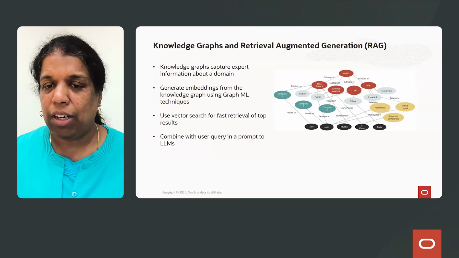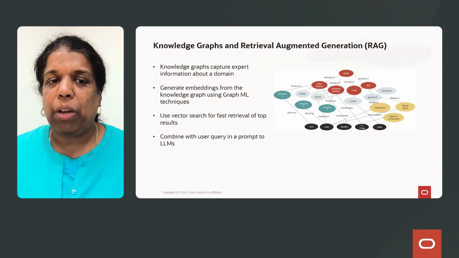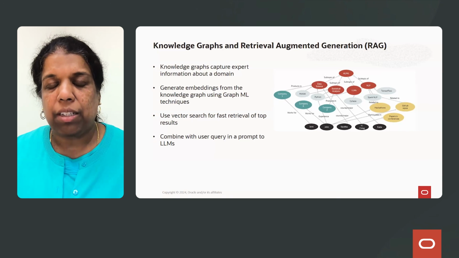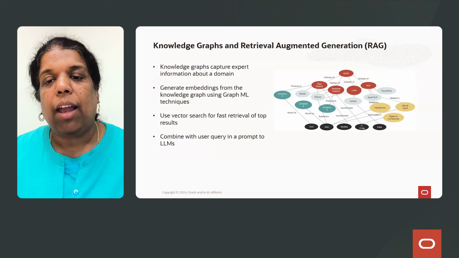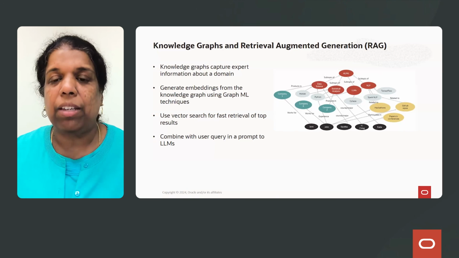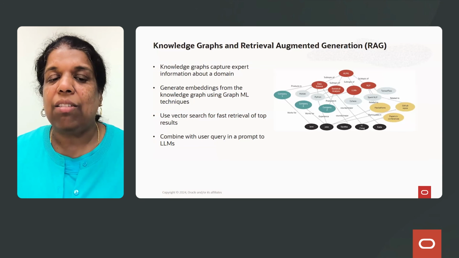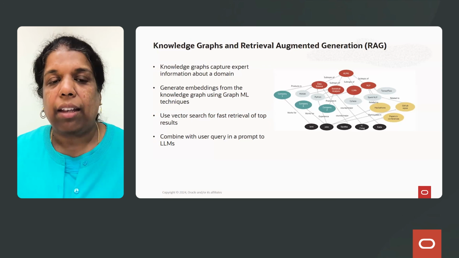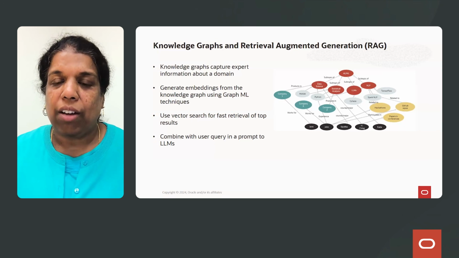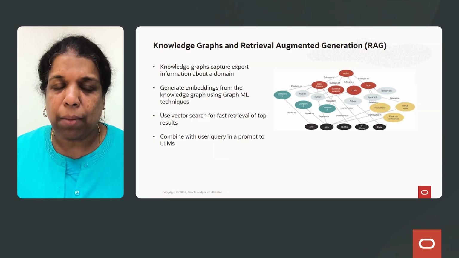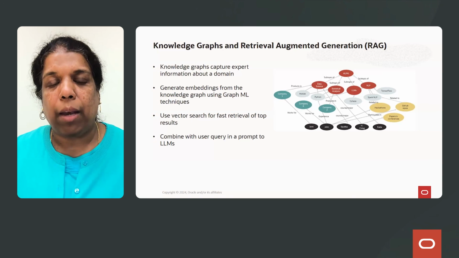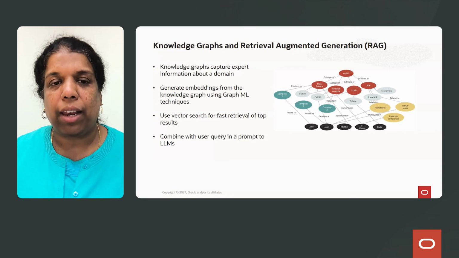So you can use this knowledge graph to represent data, and typically with a knowledge graph, you have experts capturing information about a domain and representing that as this graph. And then you can create embeddings from this graph and use that to search, let's say, a vector database to find similar information, and then use that to provide additional context to your LLM. And that's where graphs can help you capture relationships in a domain, information, concepts from a domain, and then help you find additional context for your LLMs.